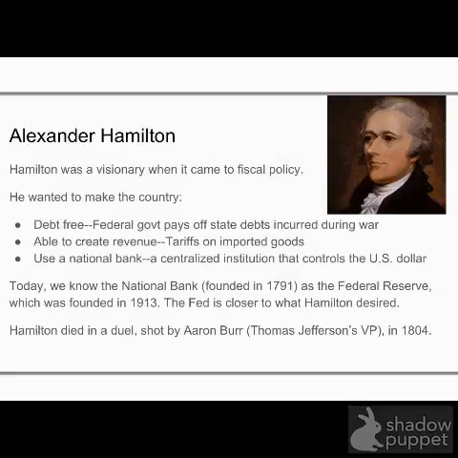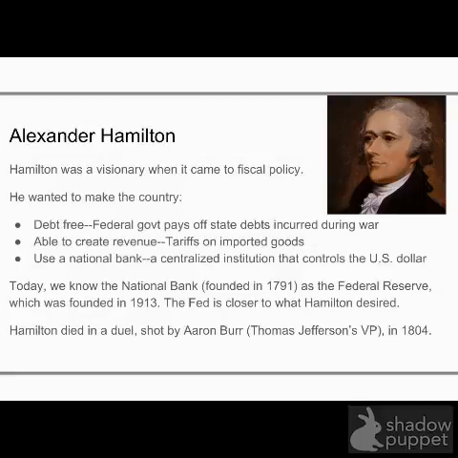He wanted to make the country able to create revenue. He put a lot of tariffs on imported goods. He also put taxes on domestic goods, as we'll see with whiskey in the Whiskey Rebellion. He wanted to use a national bank, a centralized institution that controlled the U.S. dollar.